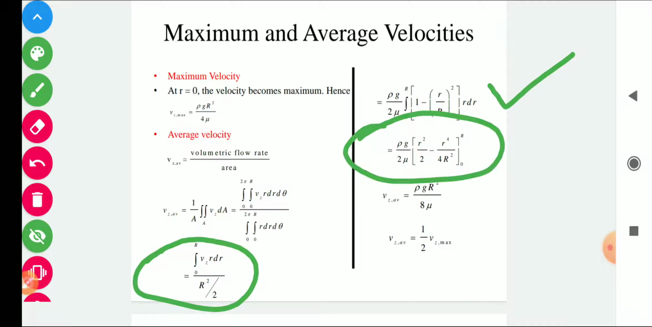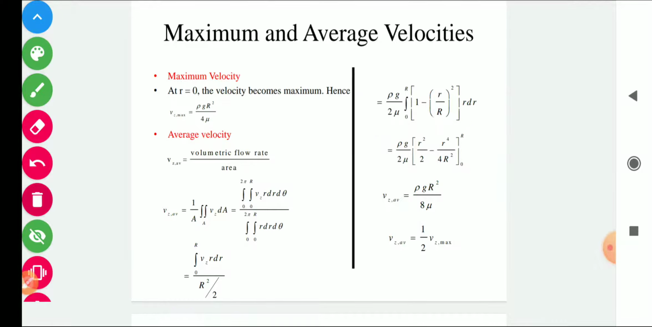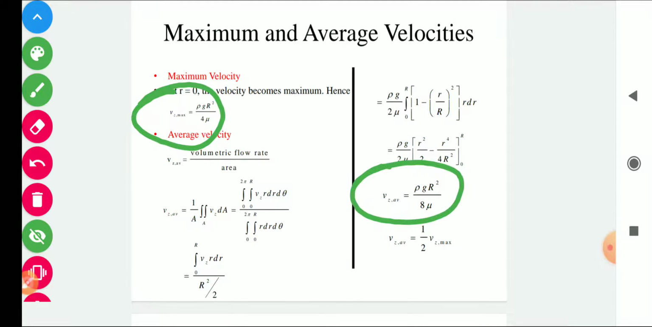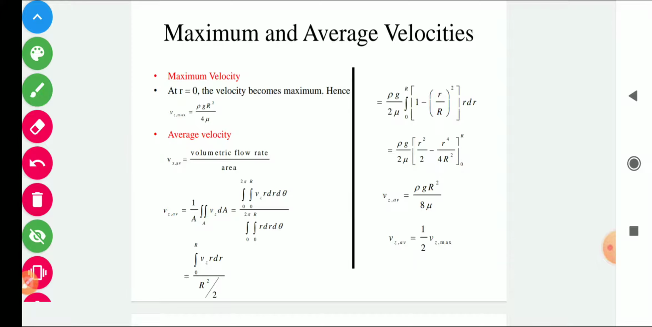Now put these limits 0 to r, and finally the average Vz will be equal to rho g r square upon 8 mu. Now if you compare this maximum velocity with the average velocity, then you can say the average velocity is equal to half of the maximum velocity.